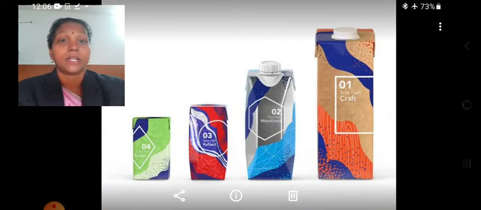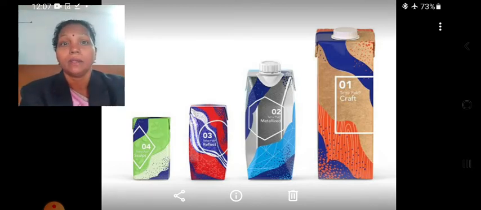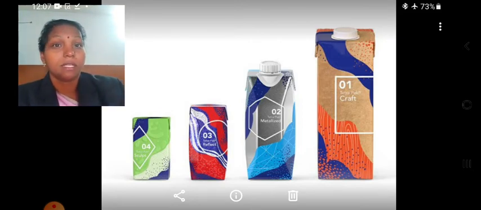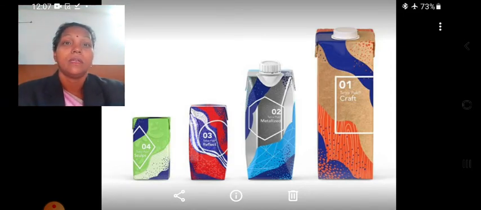Here these are the Tetra packs, nowadays common in the packaging of drinks, soft drinks. Its case is made up of paper, but its cap and outer covering and coating are made up of plastic. So these are also creating a lot of problems, as we know.